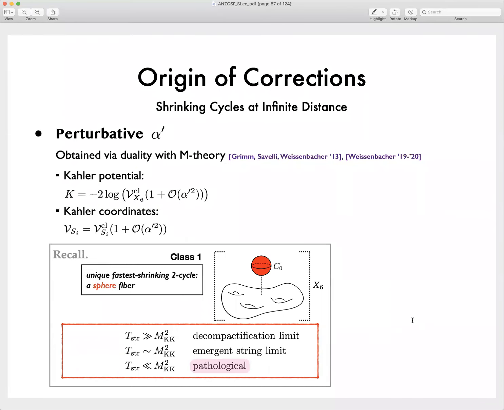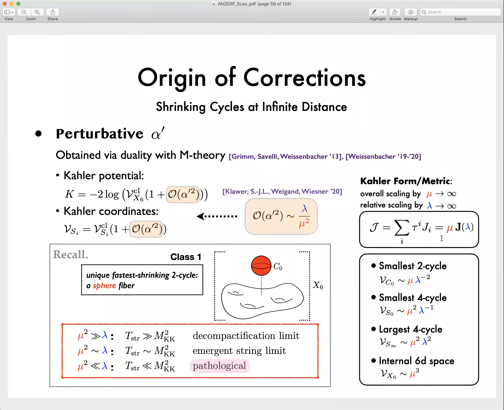To this end, let's first note that we naturally expect corrections in general because certain cycles shrink in the limits. The first type to consider is perturbative alpha prime corrections. For the experts in the audience, these corrections can be computed via the duality with M theory, but I won't discuss details here. In the end, the Kahler potential is corrected in the manner reflecting the correction to the classical volume of the entire X6 space. And also the natural coordinates describing the 4 cycle volumes are promoted to quantum volumes. And there are formulas in the literature for these corrections. By applying these formulas to our limits, which we classified, we eventually learned that the leading corrections scale as lambda over mu square.